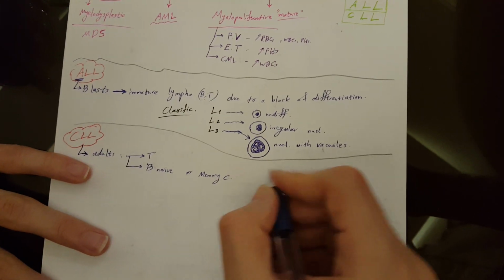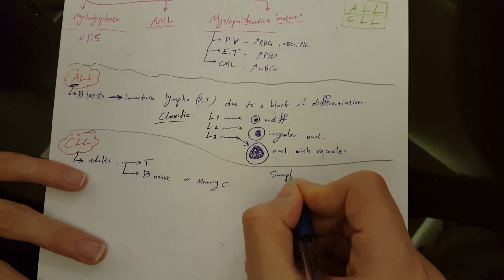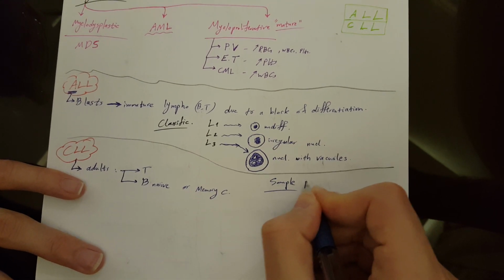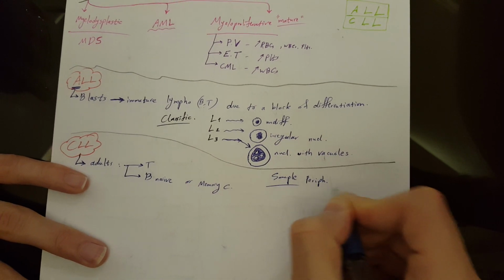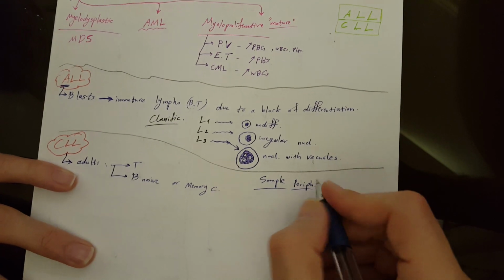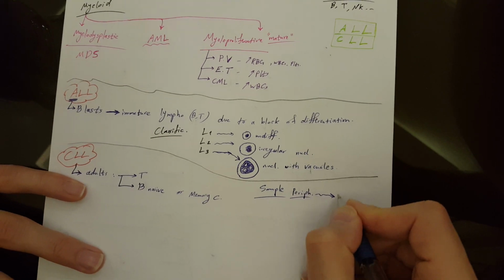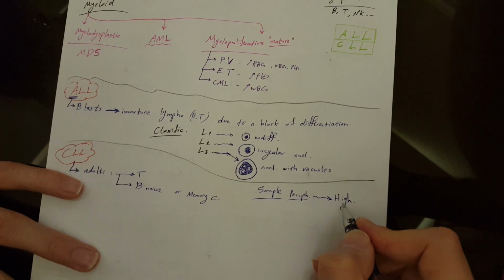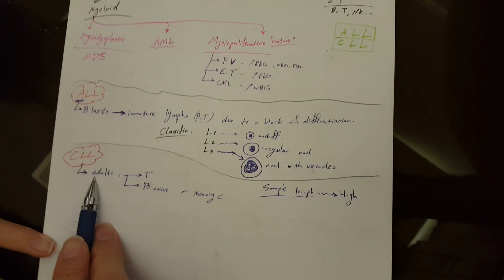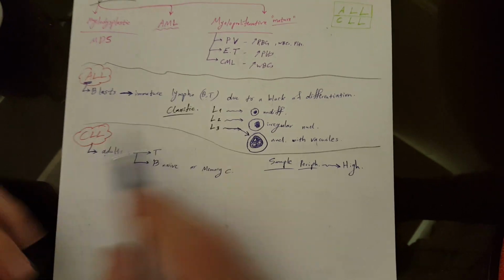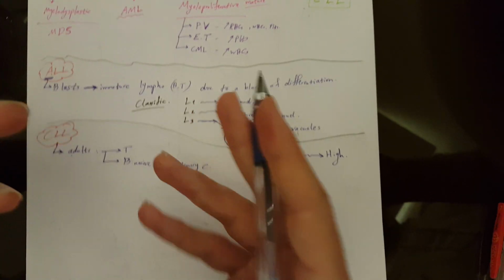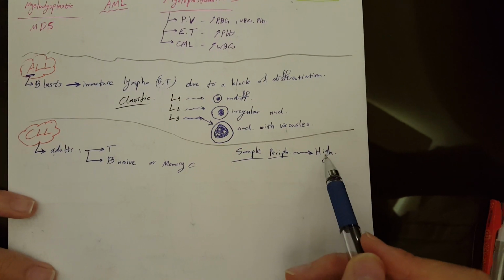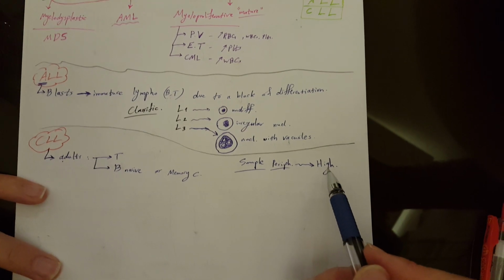If you take a blood sample from the periphery, from a blood vessel, what would you see? You will see hypercellularity. So high cellularity. Why? Because they're mature. So, duh, you'll see a lot of abnormally mature lymphocytes. And that's it.